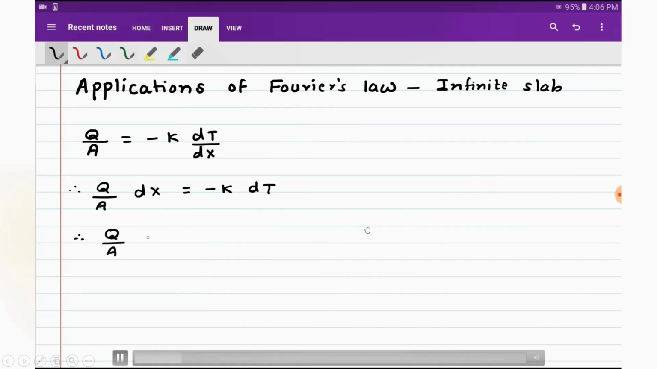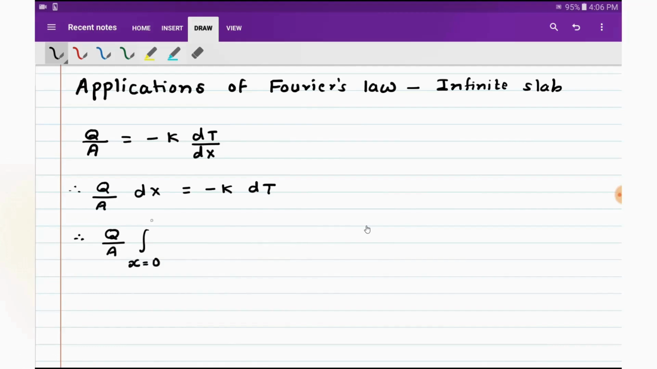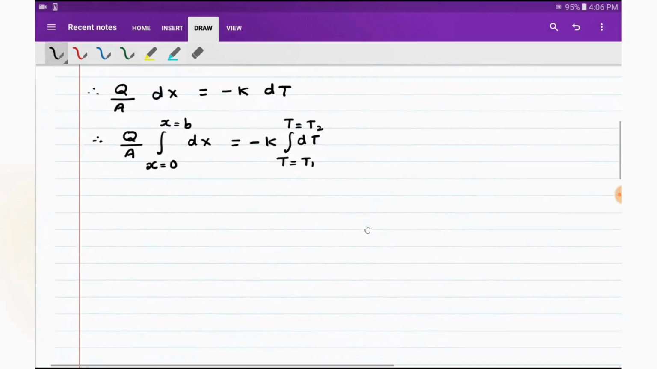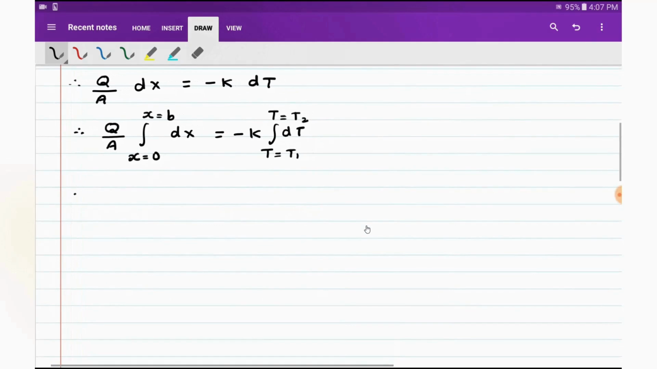So Q upon A, integration, the limits of x are from 0 to b. So integration of dx is equal to minus k, the limits for dT are from T1 to T2. So at x is equal to 0, T is equal to T1, and at x is equal to b, T is equal to T2. Now integration of dx is x.